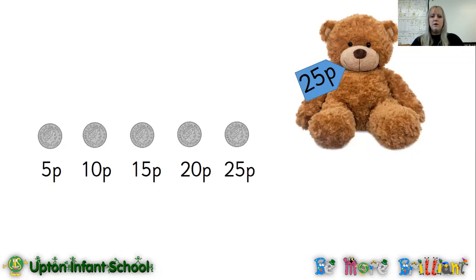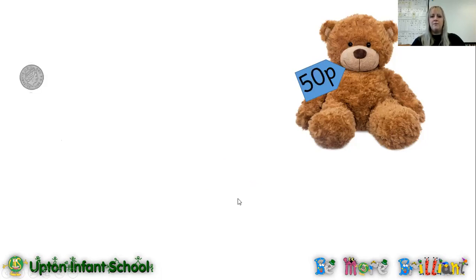Fantastic. Hopefully you got the same as me, 25p. So we've got 1, 2, 3, 4, 5. We've got 5 5p coins. That's not how much we've got, that's how many coins we have. So the value is 5, 10, 15, 20, 25p. And remember what I said earlier, we need to add that p sign to let everybody know that we're talking about our pennies.